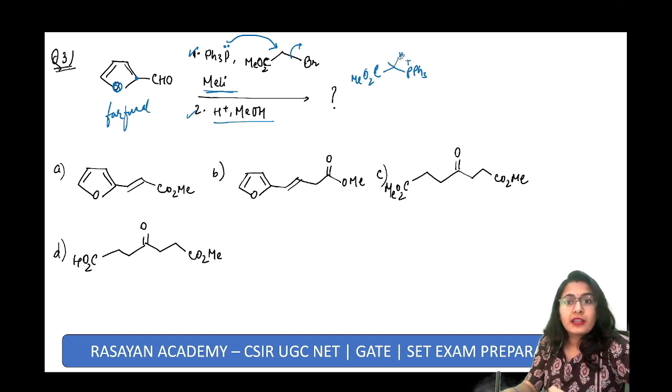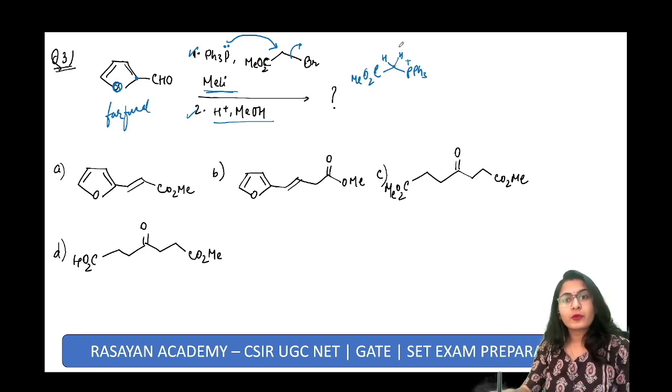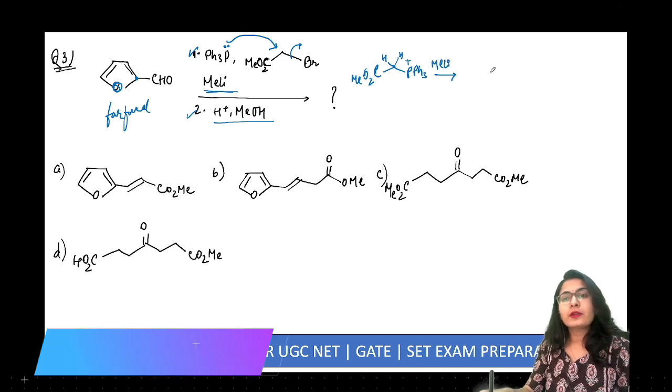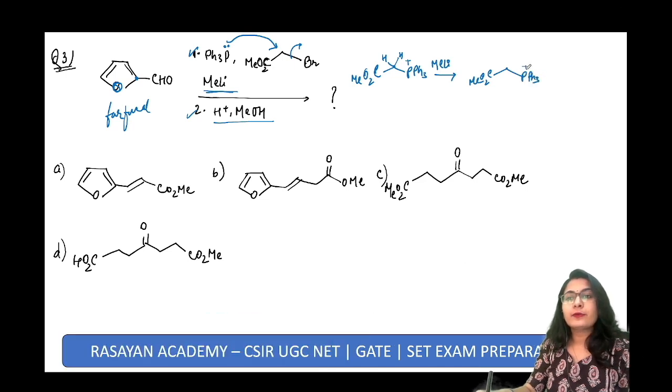Now, because the phosphorus has a positive charge, this carbon is going to become electrophilic and the proton will become acidic. That's why methyl lithium is going to convert this molecule into a stabilized anion, and that is exactly what we call a ylide. This has become a phosphorus ylide. Now the phosphorus ylide is going to react with CHO, that's it.